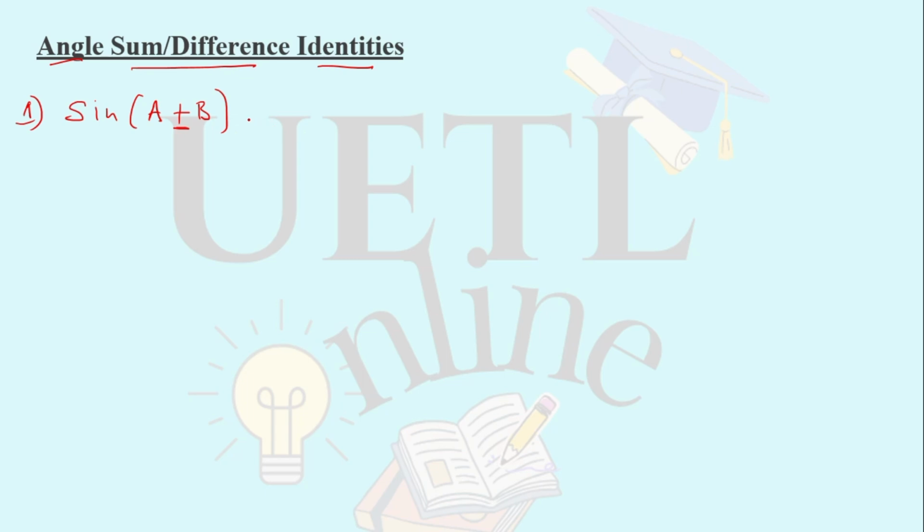Okay, so this gives us an identity which, if we simplify this, is sine A multiplied by cos B plus or minus. Look, here is plus or minus, and here is plus or minus again. Then here is going to be sine B cos A.